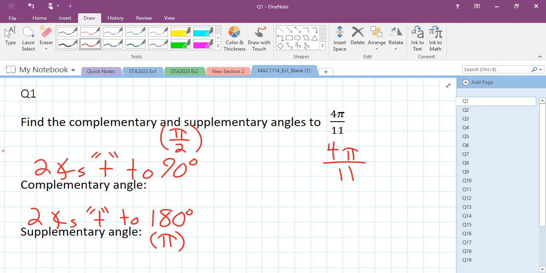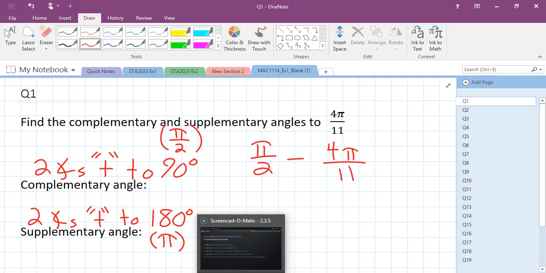Not pi over 2. Oh, wait, sorry. I'm thinking of 2 pi. Yes, I'm joking. It's the lunch I had that's talking. Yes, we're going to subtract pi over 2.